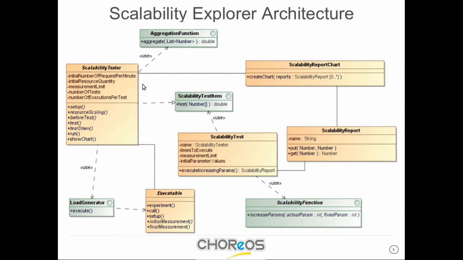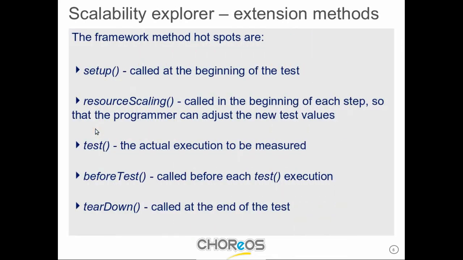4.2.2. In this case here, we'll show how this scalability tester, which is our template, can be used to exercise all the other components of the framework. So this template has a number of attributes and certain abstract methods that we implement to execute a certain test that we'll show for you. So the Scalability Explorer is a framework that has some hotspots that can be customized by the programmer. We have these method hotspots that can be implemented or not by the programmer.